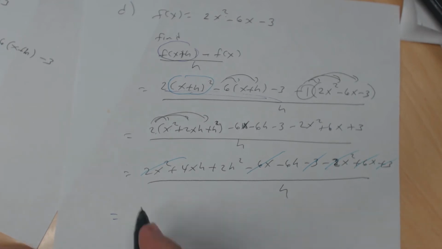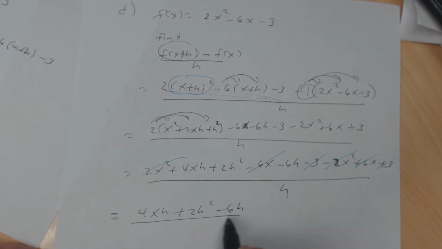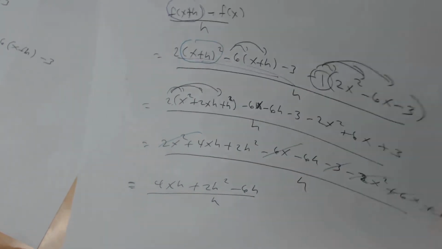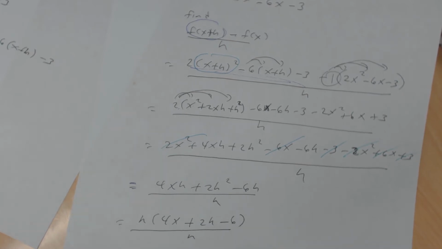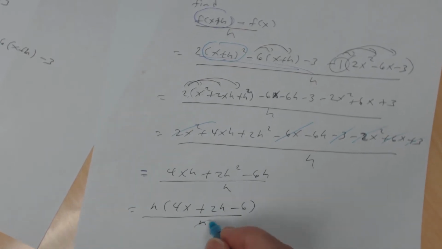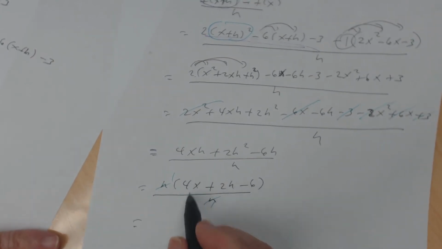So I'm going to have 4xh plus 2h squared minus 6h over h. And then one more step and you're done. So remember, at this point is where you factor the numerator. So I can take out an h and it's going to divide out with this. So I'm going to get h times 4x plus 2h minus 6 all over h. And now these divide out and you're left with your answer, which is 4x plus 2h minus 6.